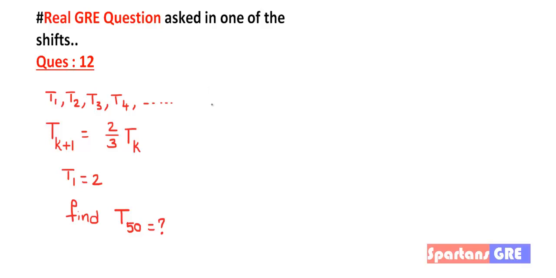Question number 12: T1, T2, T3, T4 and so on, where Tk plus 1 is equal to 2 by 3 Tk, and T1 is equal to 2. Now they are asking you to find T50, that means the 50th term.